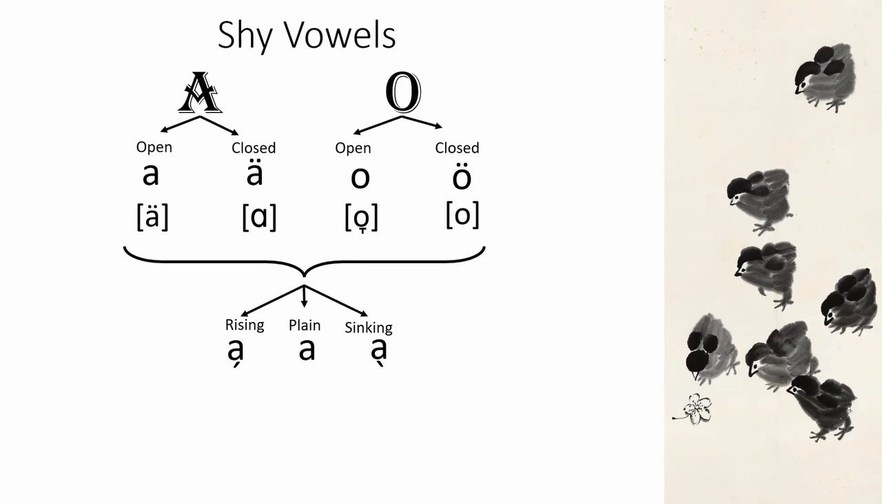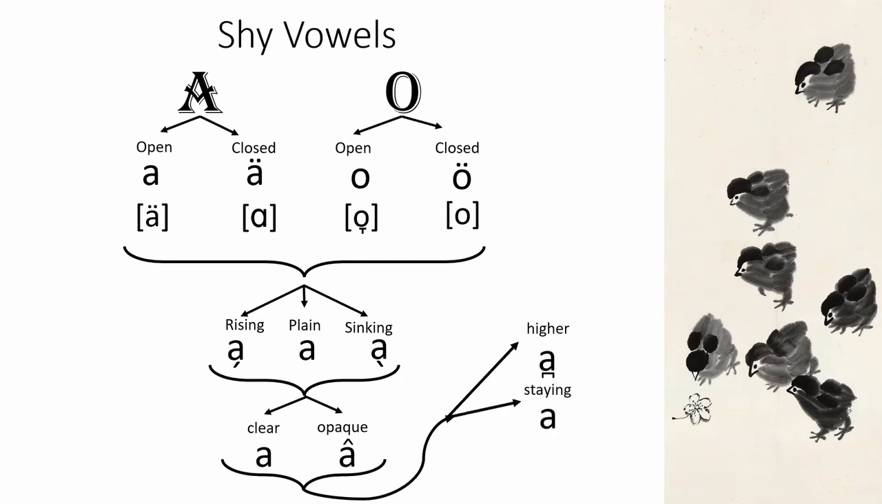Similarly, these vowels are also differentiated between clear and opaque. Opaque vowels sound as if Shakira sang them. Additionally, these vowels are also differentiated by pitch change. The next vowel can be higher, staying, or deeper.